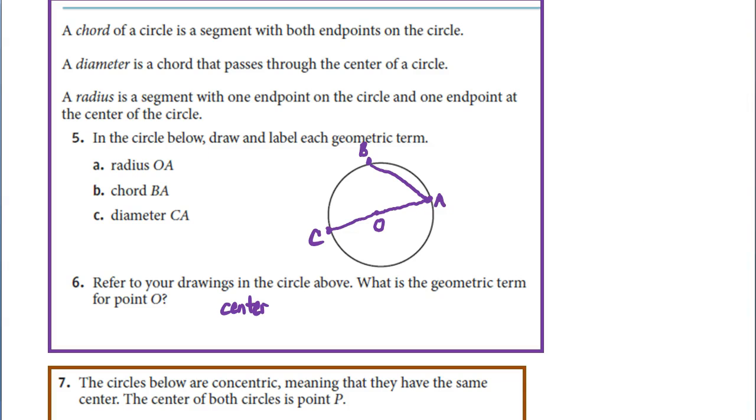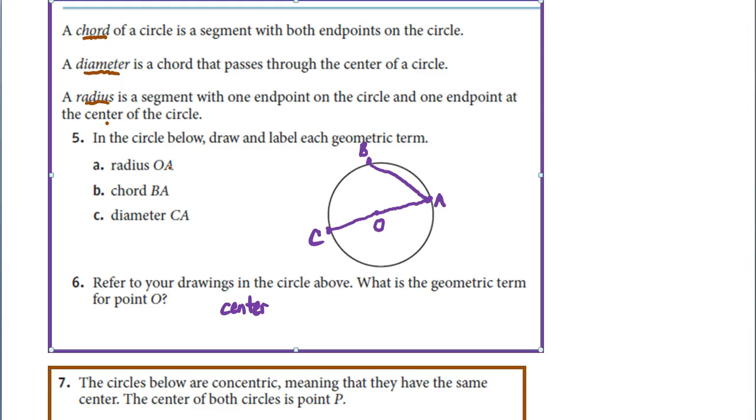The next part of this lesson has to do with circles. So we're changing the pace a little bit from angles. Let's start to think about circles. One vocabulary word is the word chord. A chord is a segment with both endpoints on the circle. Next we have diameter. A diameter is a segment that passes through the center of the circle. And then we have radius, a segment with one endpoint on the circle and the other endpoint is the center of the circle.